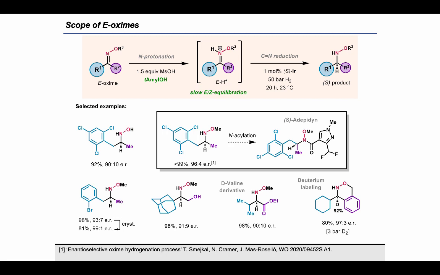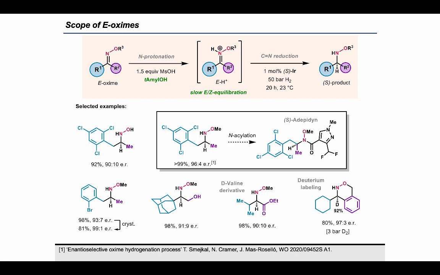Remarkably, even free OH oximes are reduced without any detectable N-O bond cleavage. The methoxy analog, precursor of adepidine, was formed in quantitative yield and excellent enantioselectivity. In general, the optical purity of the products can be upgraded by crystallization of their acid salts. Oximes bearing bulky alkyl substituents were also selectively reduced.